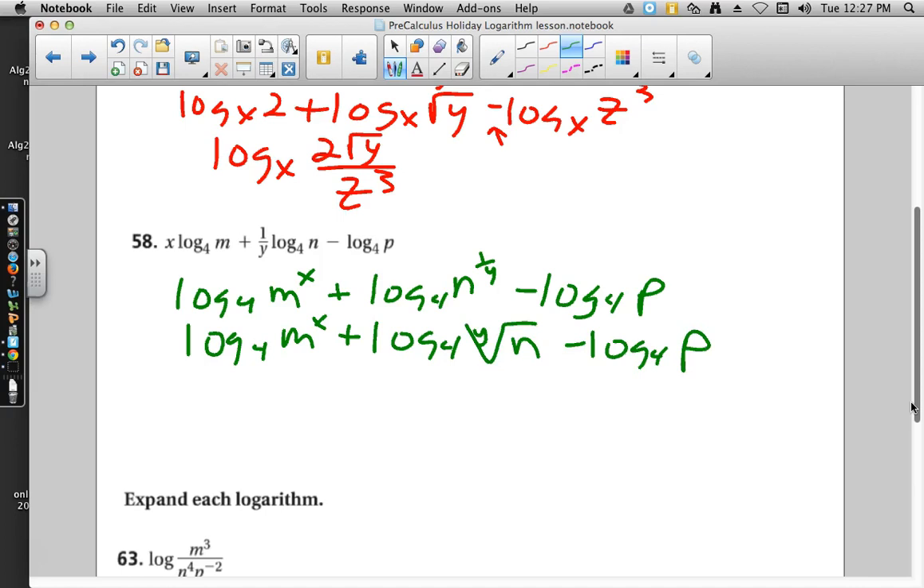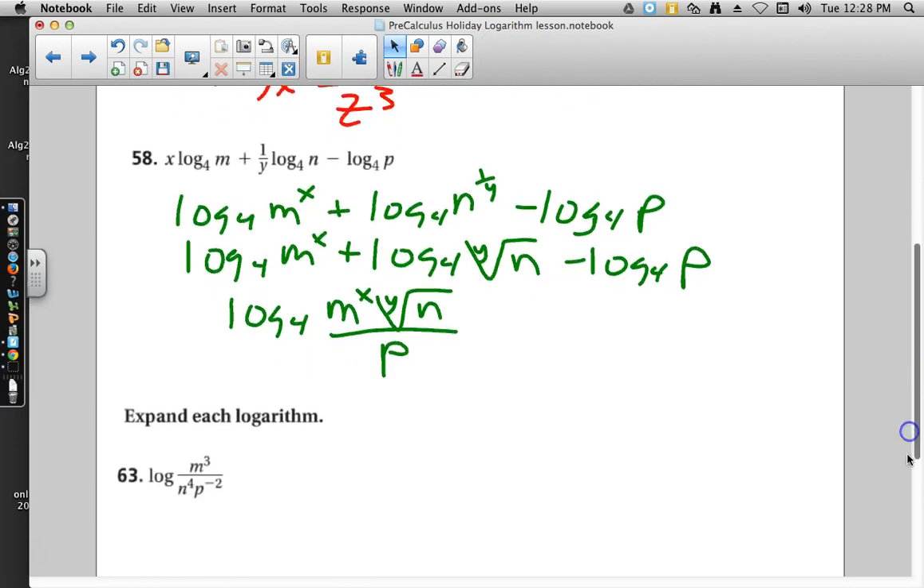All right, and now I realize that what I have left here is just addition, which is multiplication, and subtraction, which is division. So this will be the logarithm base 4 of m to the x, y root of n, over p. They all had that base of 4, and since that base was the same, we could go ahead and condense that really nicely. So that's number 58.